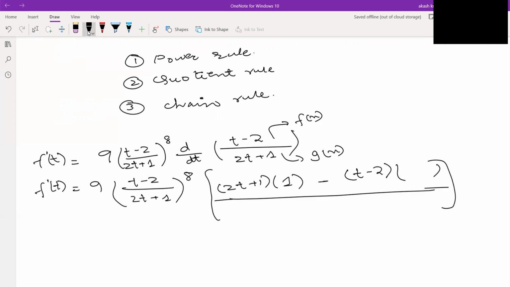I'm confused. I forgot. The function is g. It's actually f of t and g of t. So the g of t is 2t plus 1. If we differentiate, the 1 will get cancelled. And 2 is constant that we can take out, and then we take the derivative of t. Derivative of t is 1. So it's going to be 2 only. Okay, I got confused. And then the whole power of g of t, 2t plus 1 whole power.